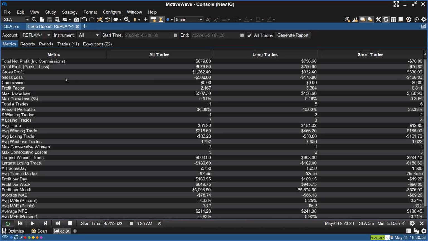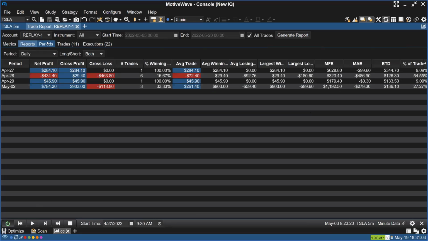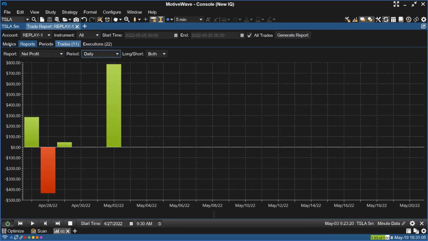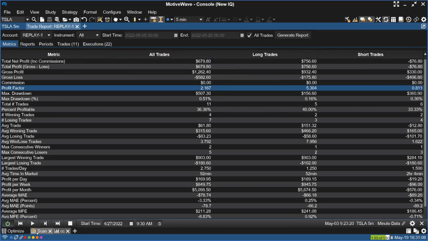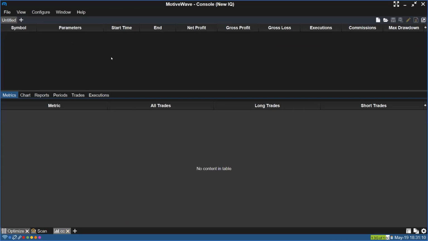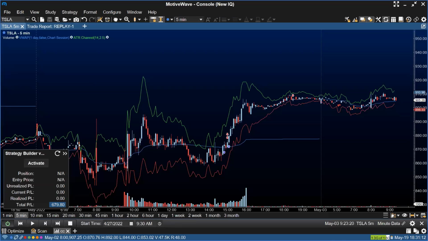for all your trades. So we could see here we had a profit factor of 2.167. We had 11 trades, percent profitable 36.40, et cetera, et cetera. You have all these statistics just like in a back test. So that's a great feature. And with that, I'm going to wrap up this strategy and move on to building a strategy around Supertrend Bullseye.